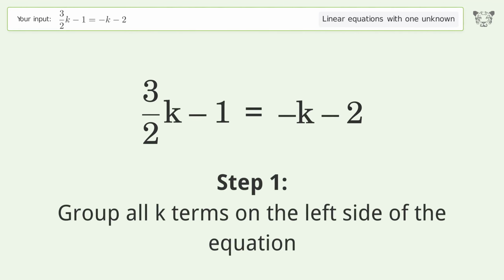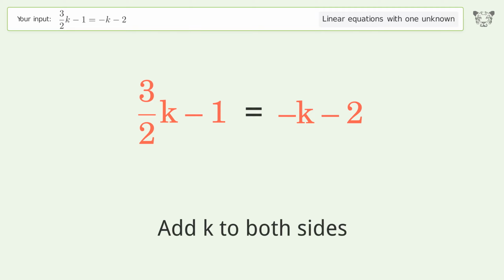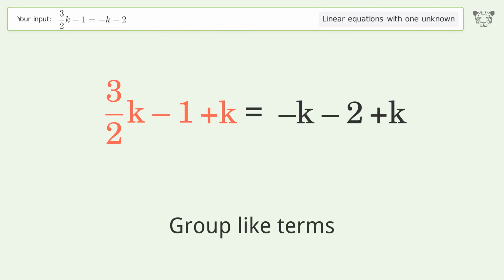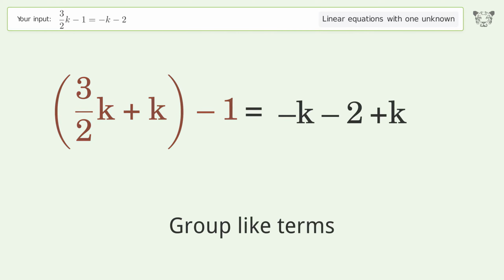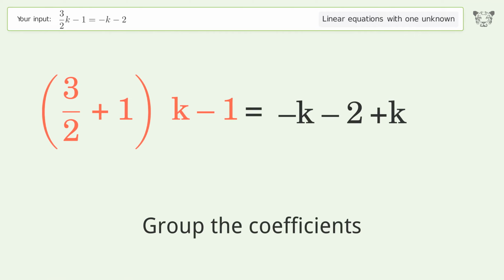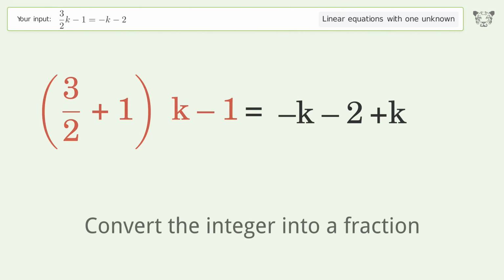Group all k terms on the left side of the equation. Add k to both sides. Group like terms. Group the coefficients. Convert the integer into a fraction.